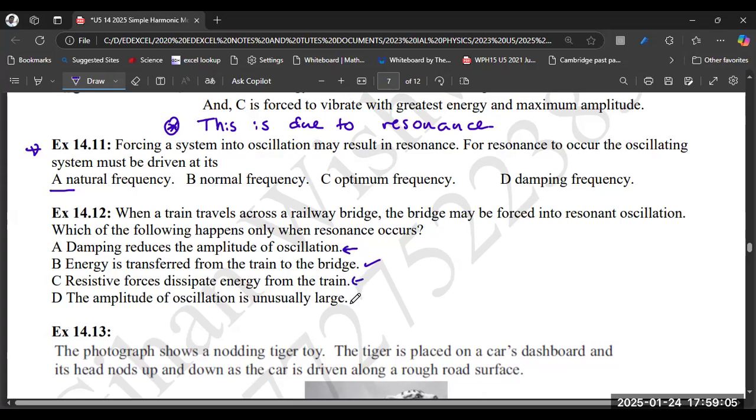Amplitude of oscillation is unusually large. That is resonance: maximum energy and amplitude.